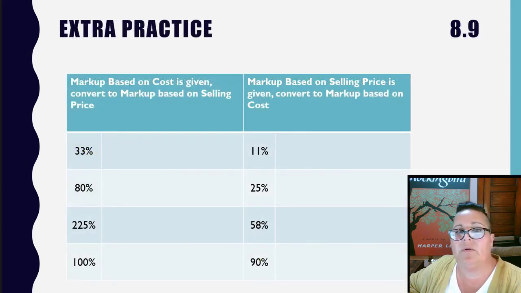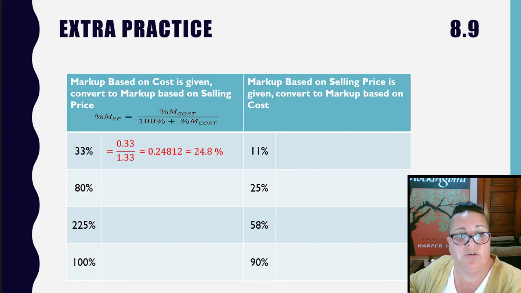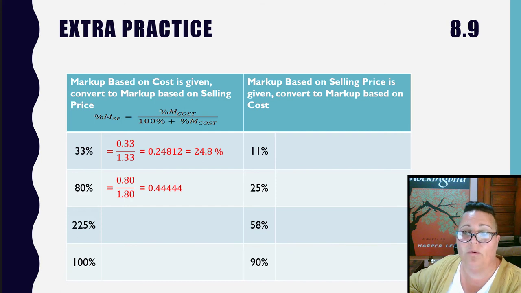All right, so here we have some practice. I'm just going to take a minute and click through these. The markup based on cost is given. The conversion is to markup based on selling price. So this would be the cost percent divided by 100 plus, or 0.33 divided by 1.33, which is 0.24812, or 24.8%. Likewise, the next one would be 0.8 divided by 1.8, which is 0.4 repeating.